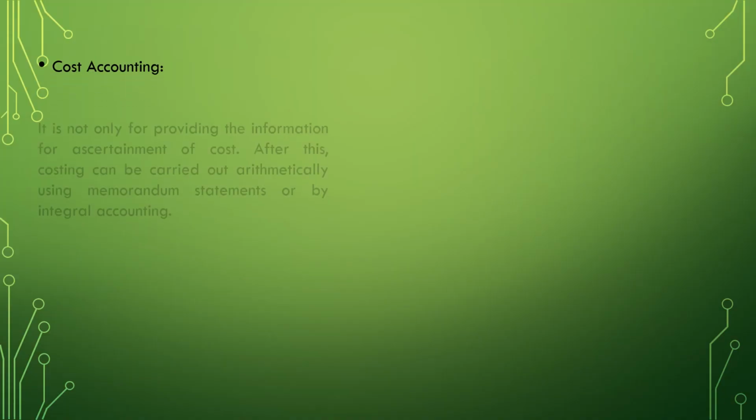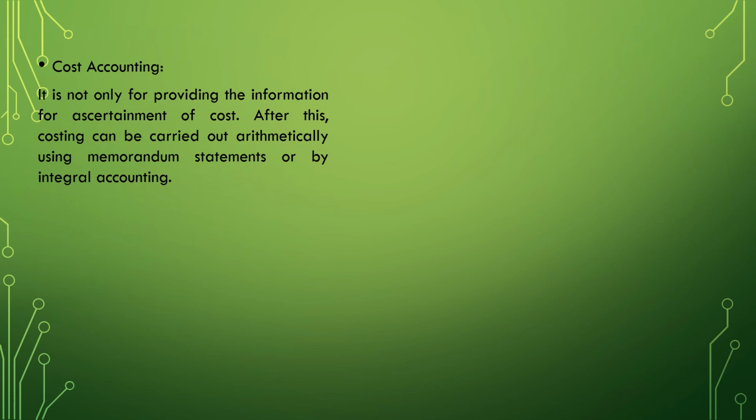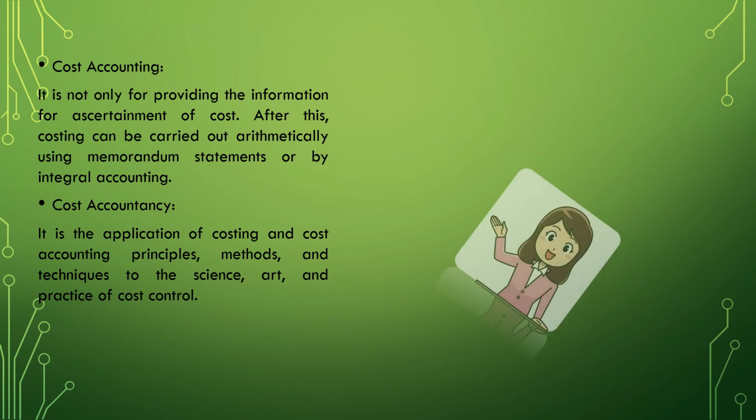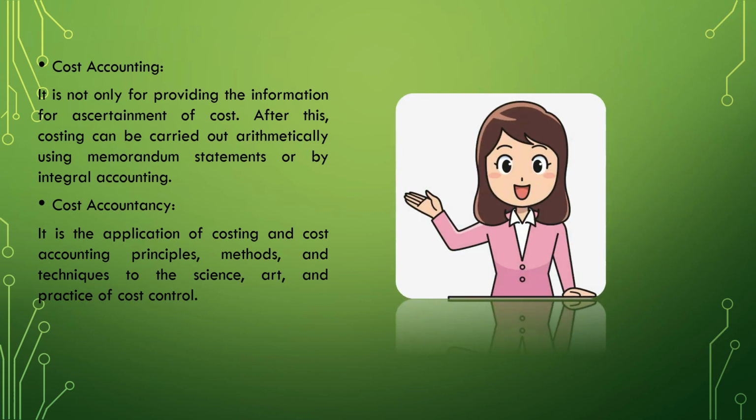Next, now we'll see what is cost accounting. It is not only providing the information to ascertain the cost, but after that, costing can be carried out arithmetically using memorandum statements or by integral accounting. Next, cost accountancy. It is an application of costing and cost accounting principles, methods, and techniques to the science, art, and practice of cost control. So these are two things: cost accounting and cost accountancy.